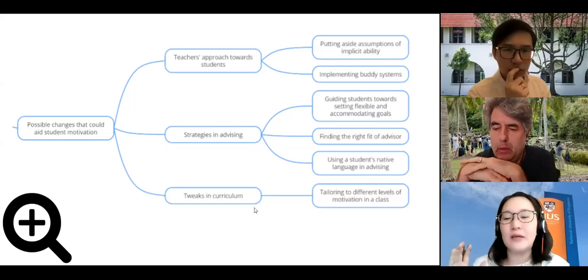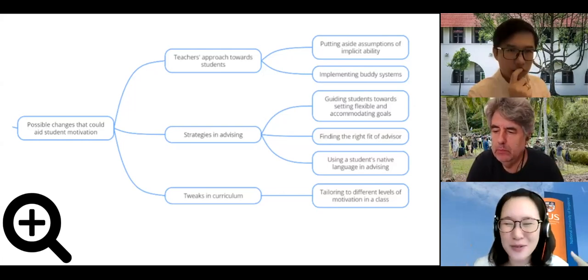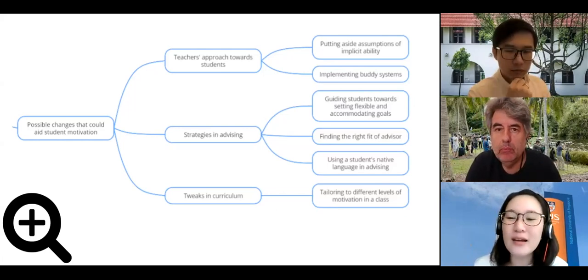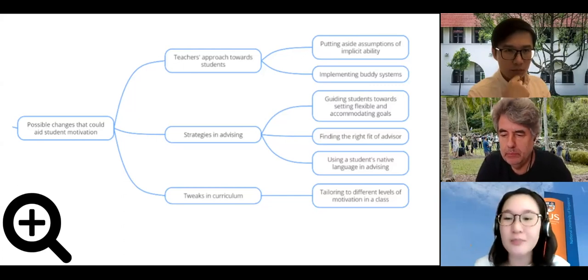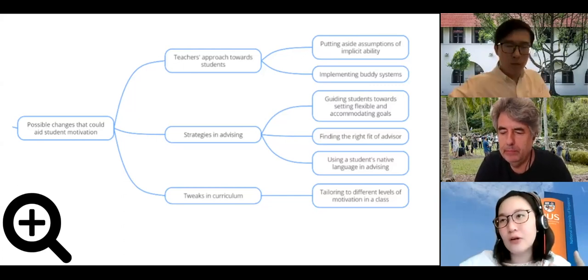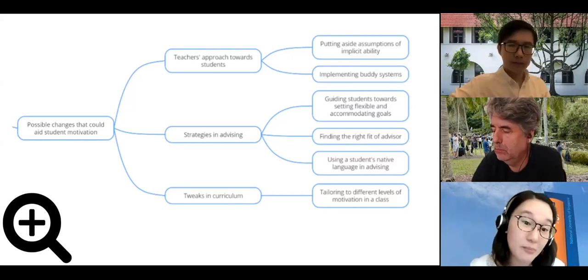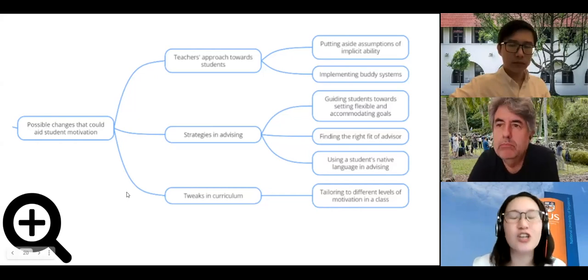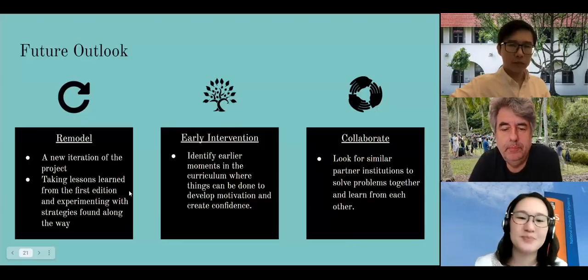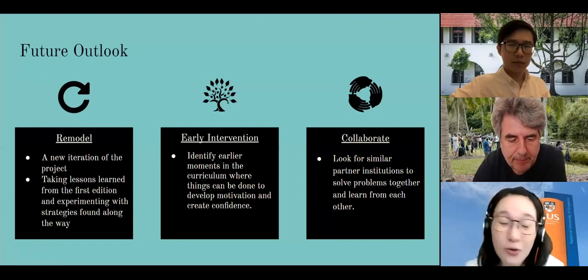Finally, we have tweaks in curriculum. Now, we noticed that within a classroom, there could be students with many different motivational levels. And so it was important to tailor to these different levels of motivation. We could use blended classroom models, and we could also have differentiated assignments so that students at different points of learning could still feel that they accomplished something. So this is a bit of a summary of some of the changes that we proposed. And I'll hand it over to Karst right now, who will talk about our future outlook.